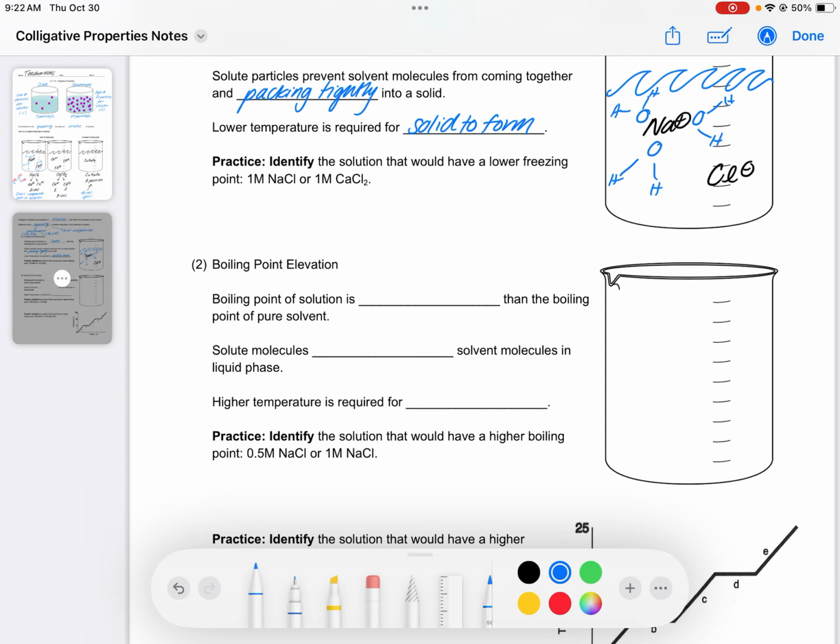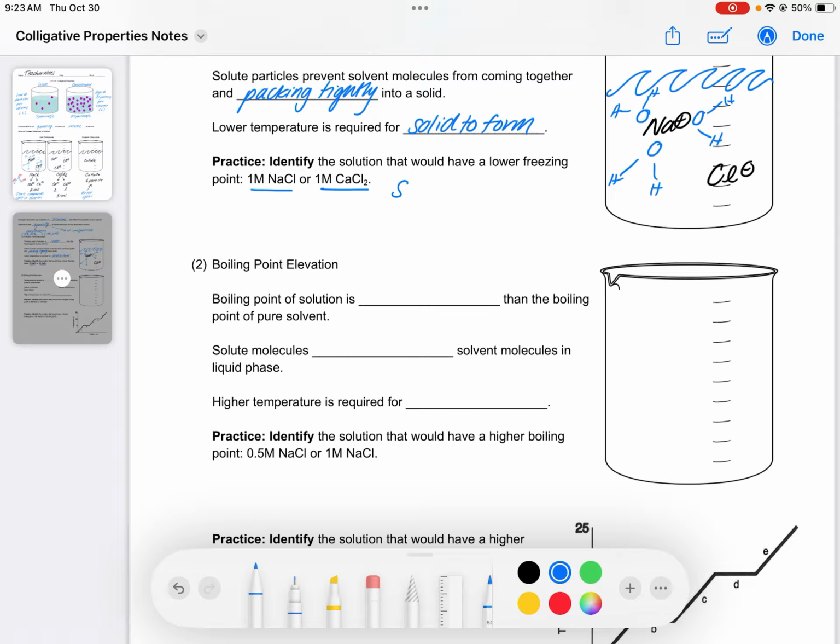So we're going to consider two different solutions. We have a 1 molar of NaCl and a 1 molar of calcium chloride, and we want to figure out which one is going to have a lower freezing point. In this case, we should know that the more solute particles you have, the lower the freezing point. The more particles you have preventing the water from coming together, the lower the freezing point is going to be in order for the solution to freeze.